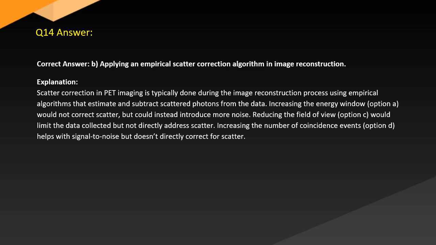Increasing the energy window, option A, would not correct scatter, but could instead introduce more noise. Reducing the field of view, option C, would limit the data collected but not directly address scatter. Increasing the number of coincidence events, option D, helps with signal to noise but doesn't directly correct for scatter.